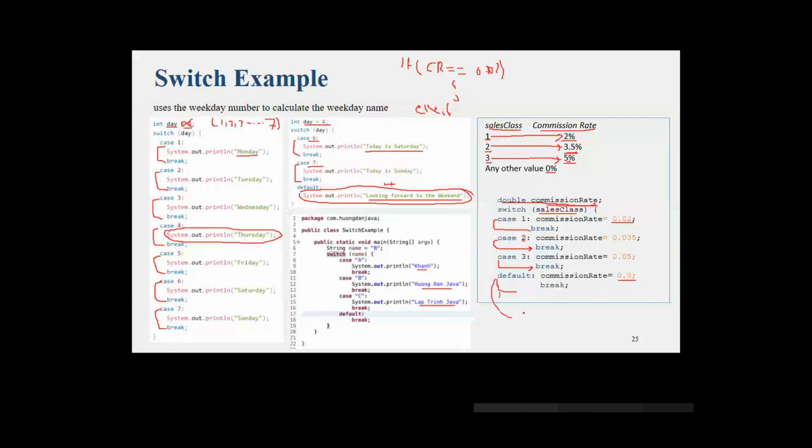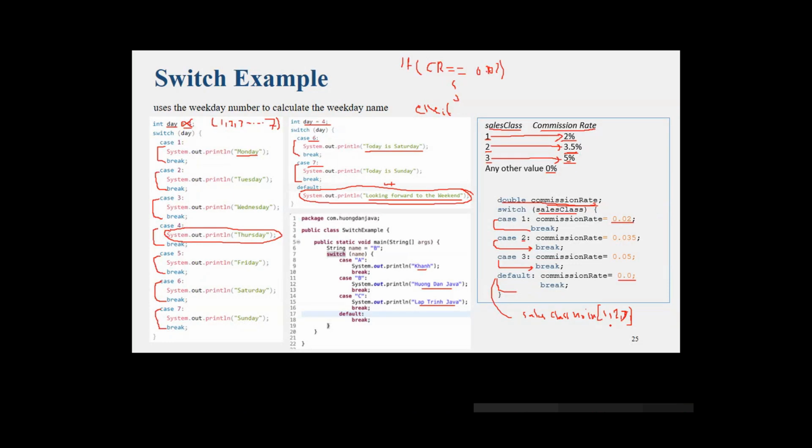Default means the sales class is not in option 1 or 2 or 3. It could be any number except these 3 numbers. These are 3 examples on using the switch statement.